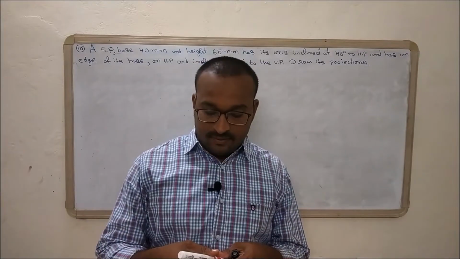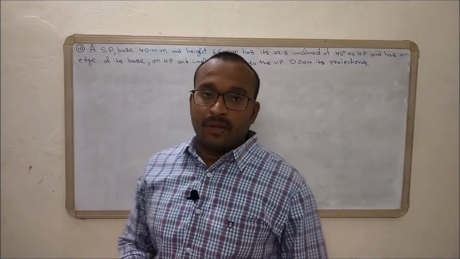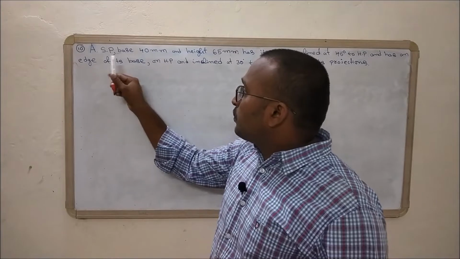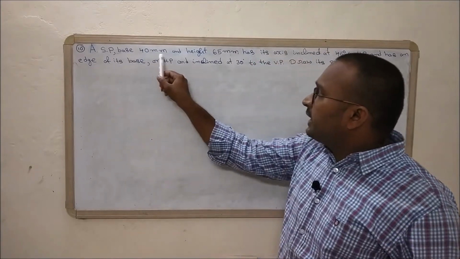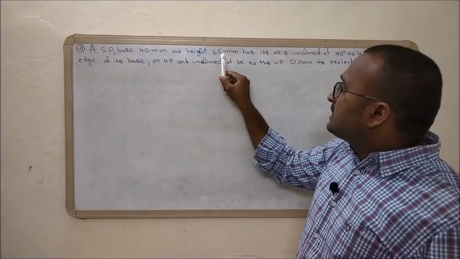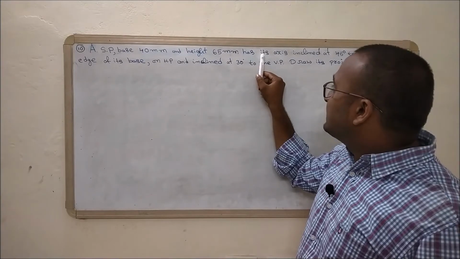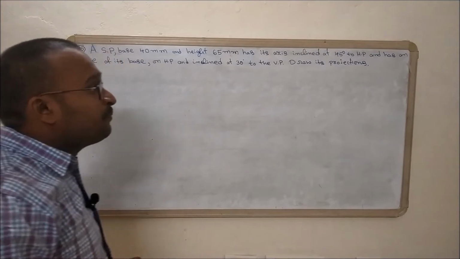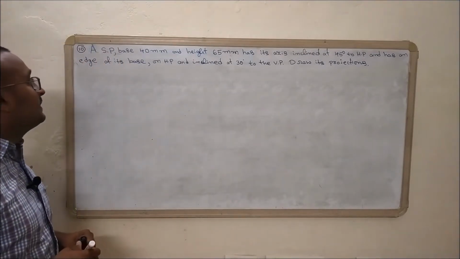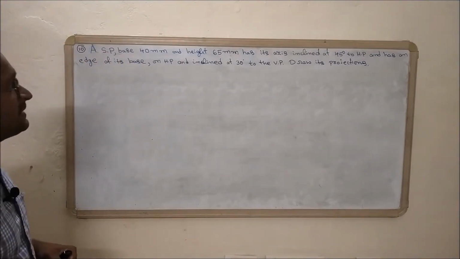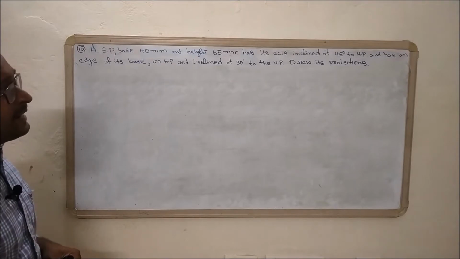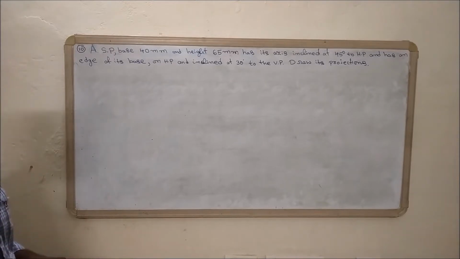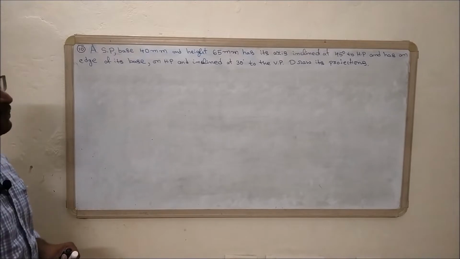Hello viewers, today our problem is: a square prism, base 40 mm and height 65 mm long, has its axis inclined at 45 degrees to HP and has an edge of its base on HP and inclined at 30 degrees to the VP. Draw its projections.